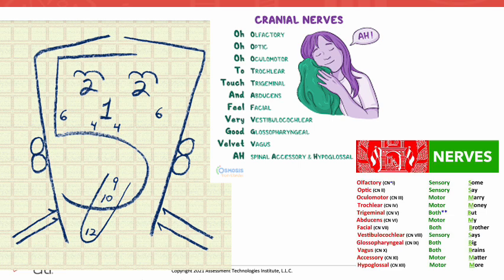The ears, where the 8s are, are responsible for hearing and vestibular function. So we can rub our fingers outside the patient's ear, and that can test their hearing. Or we can do a whisper test to check their hearing to make sure that cranial nerve 8 is intact.